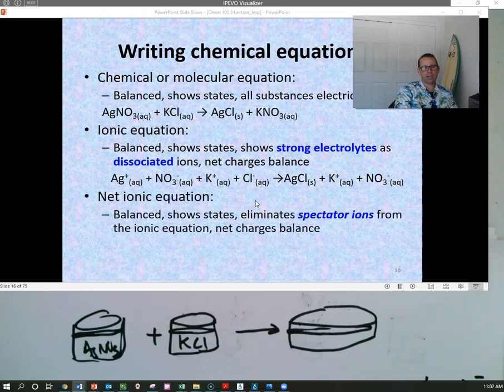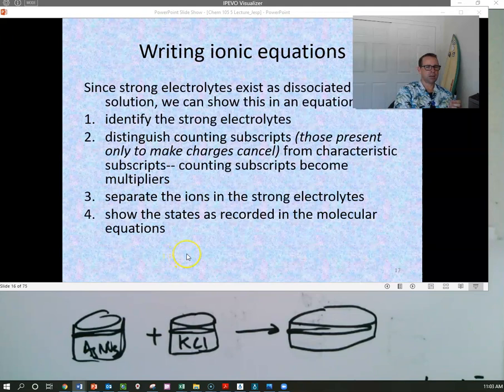In fact, I can write something that's called the Net Ionic Equation that will cross out the spectator ions, the ions on the right and the left that are the same. So if I cross out the ions that didn't do any chemistry, they didn't change, what's left behind is what we call the Net Ionic Equation. Okay, you see that?